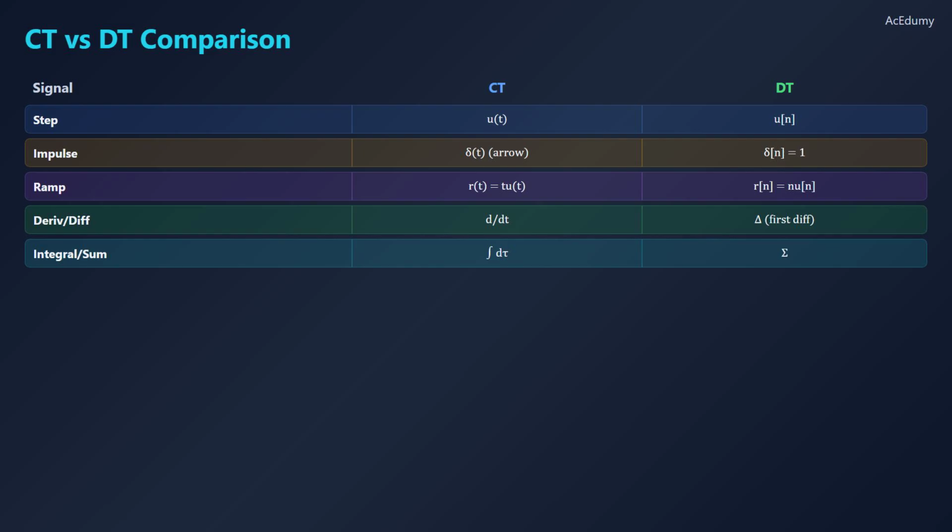Let us organize into a comparison table. Unit step. CT has u(t), a line plot. DT has u[n], a stem plot. Impulse. CT delta(t) is the arrow with unit area. DT delta[n] is value 1 at the origin. Ramp. CT r(t) equals t u(t), a line. DT r[n] equals n u[n], stems. The derivative chain in CT becomes a difference chain in DT, and integration becomes summation.